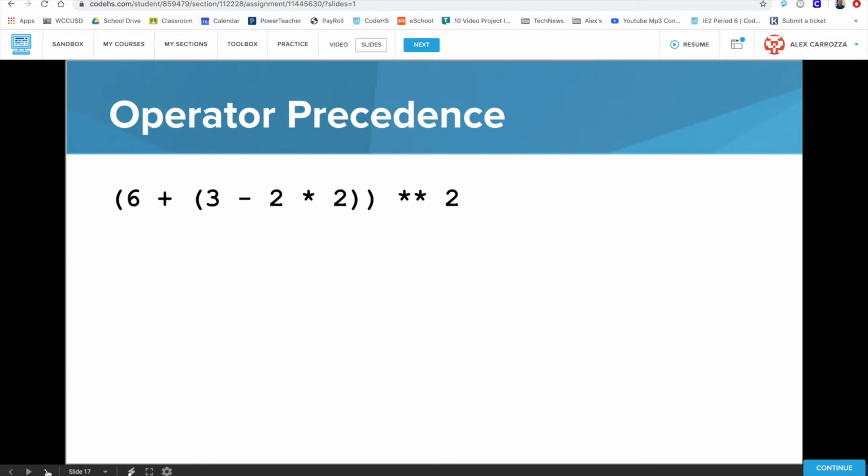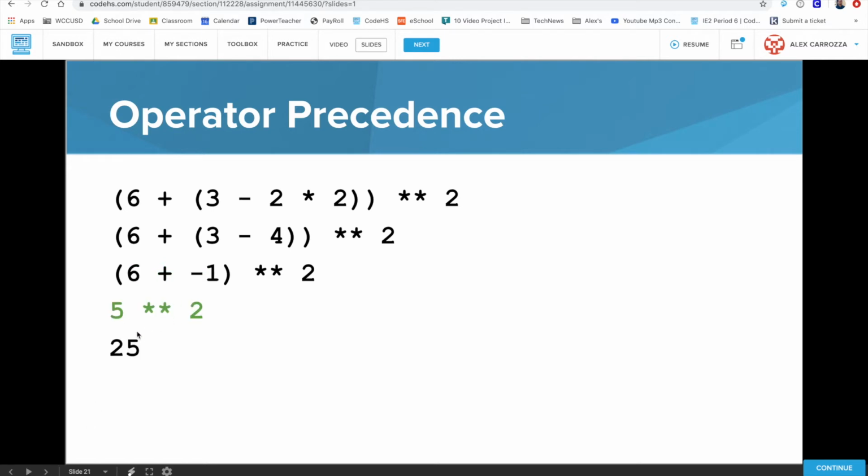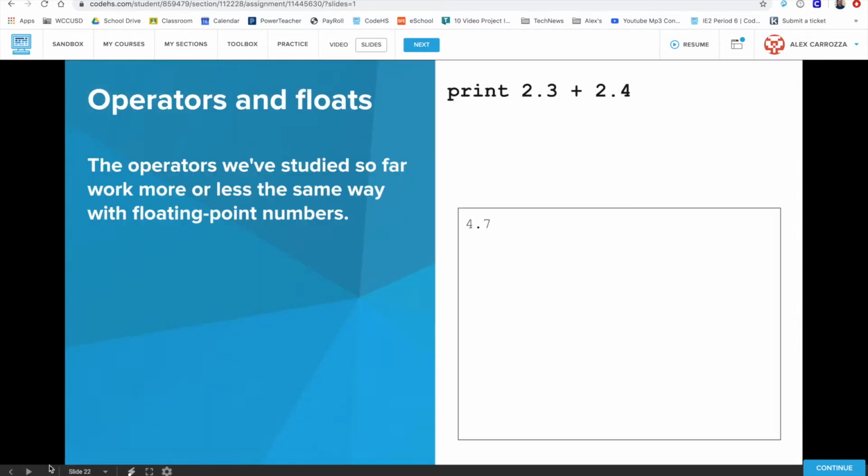Again, you can see how this one is done. We do the inner parentheses. 2 times 2 is 4. 3 minus 4 is -1. 6 plus -1 is 5. And then 5 to the exponent of 2 is 25, because 5 times 5 equals 25. All right, let's look at these floats. We have print 2.3 plus 2.4, which comes out to 4.7. Let's see, that's about it for our slides.